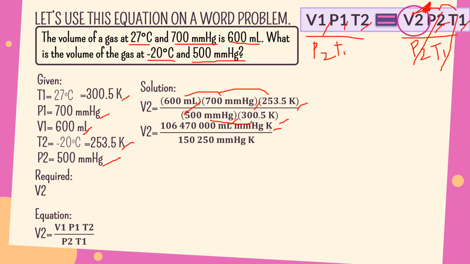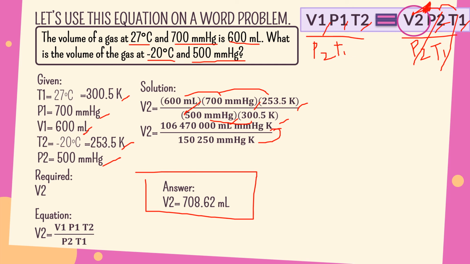Then last, we need to divide the two for us to get the answer. So 106,470,000 millimeter of mercury Kelvin over 150,250 millimeter of mercury Kelvin. We will have the final volume as 708.62 ml. Now let's take a look at what happens to the volume, pressure, and temperature in this word problem.